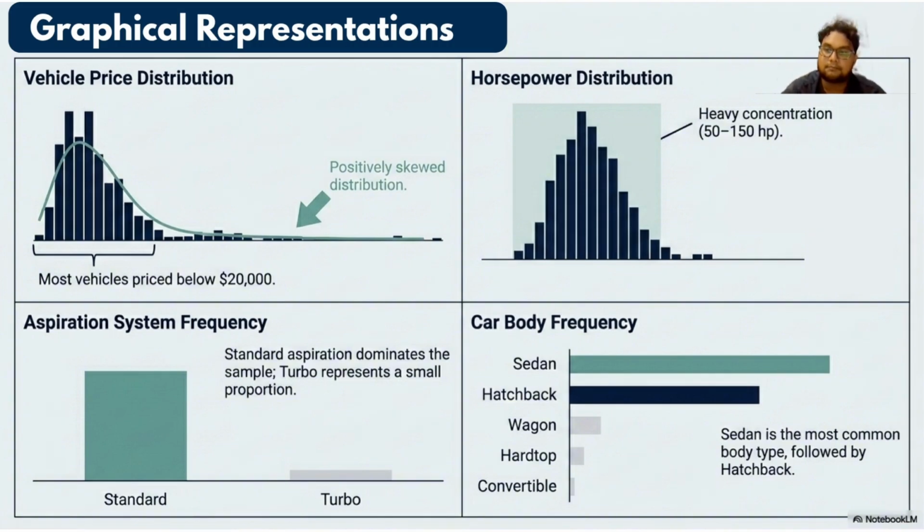The last graph is a bar chart for the aspiration system. The graph shows that the majority of vehicles use the standard aspiration system, while only a small proportion use the turbocharged system. This reinforces the finding obtained through the previous descriptive analysis.